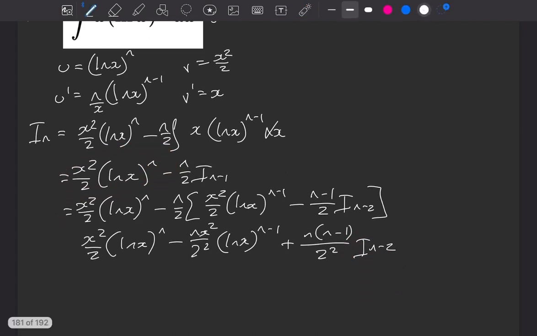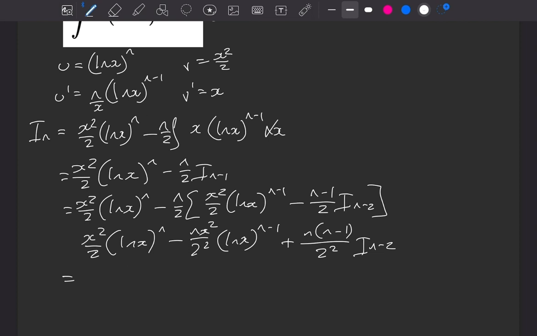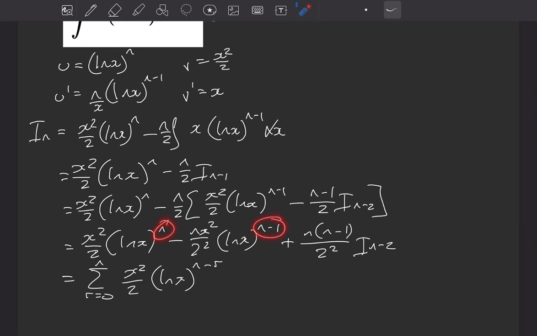So we'll try and write this as a series, as a summation. So what are we going to have? We'll have r from 0 to n. We need the x squared on 2. We're going to have a natural log of x to the power of n minus r, because our power is decreasing. So r is basically like the minus 1 here. Here r will be 1. Here it's minus 0. For this one, we'd get a minus 2.